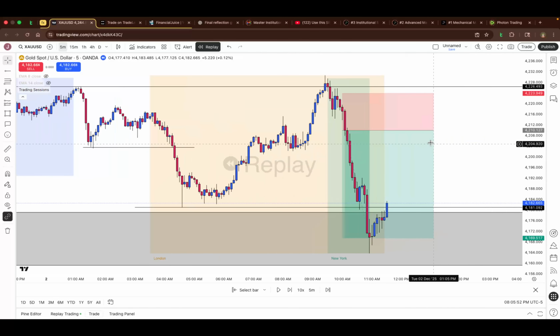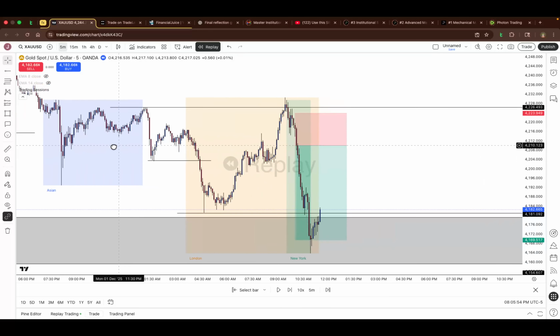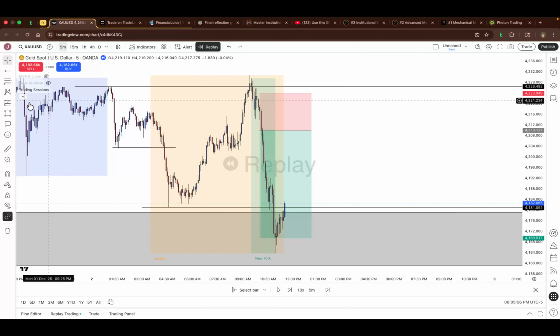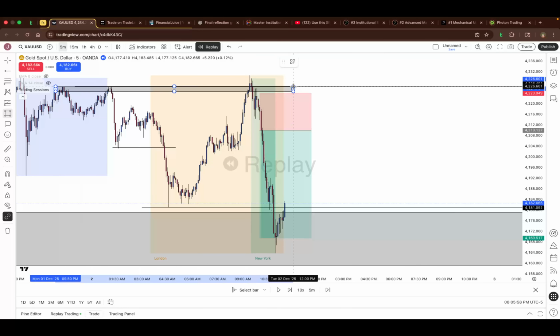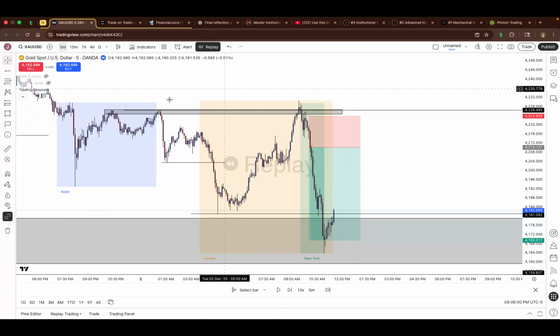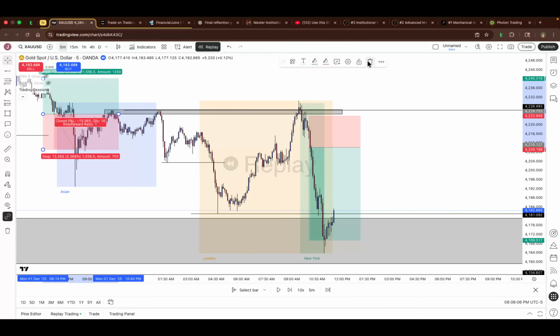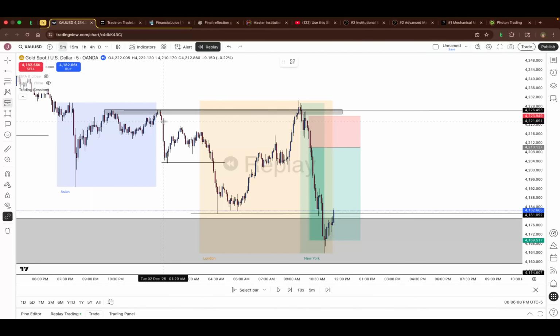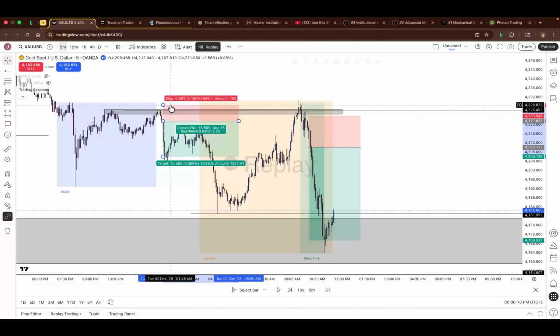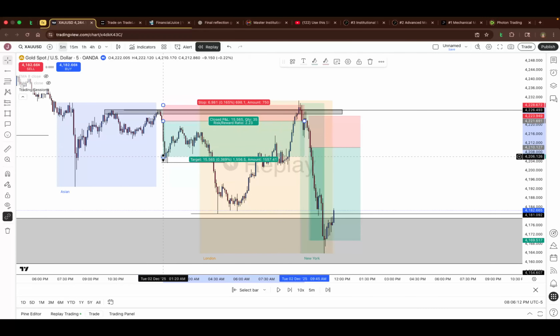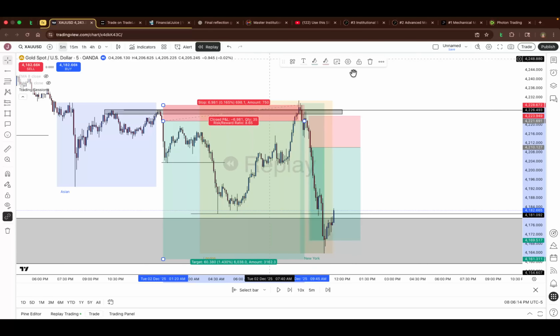First of all, we see liquidity being built in Asian session. Surprising this time. Usually it's London, but it was built during Asian, and their stop loss is below this. Boom, stop loss is right here. Selling down, whatever.